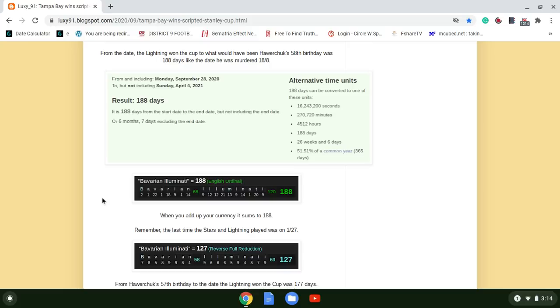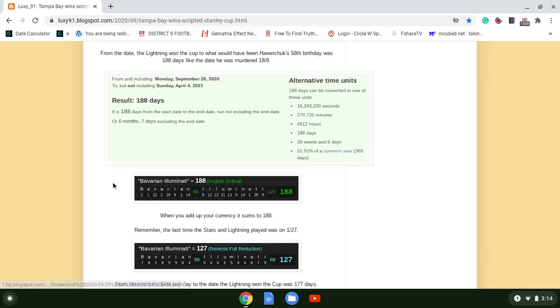When you add up the United States currency, the $1 bill, the $2 bill, the 5, the 10, the 20, the 50, and the 100, it sums to 188. This cipher, English ordinal, where A is 1, B is 2, C is 3, up to Z is 26, this cipher is on your currency. Take any bill out of your wallet right now and look on the front. You'll see things like B2, A1, V22, R18, N14. You'll see gematria on your currency. That's how relevant it is.